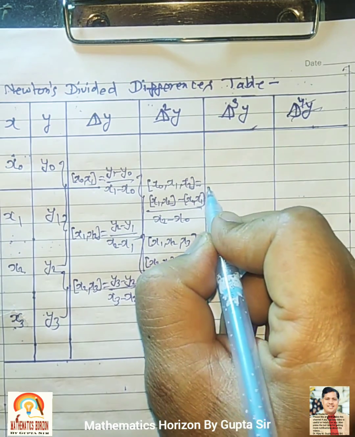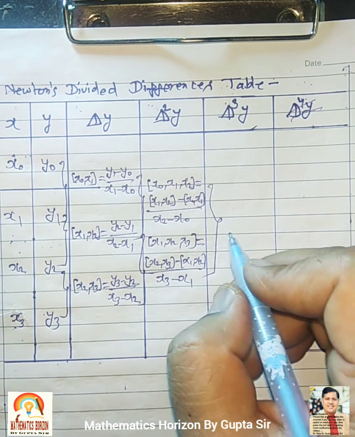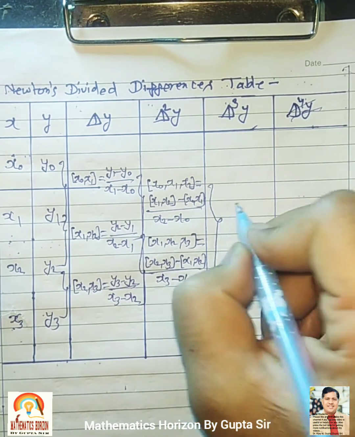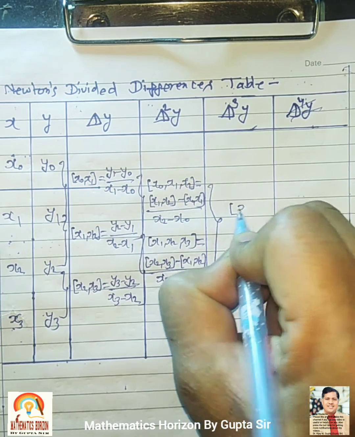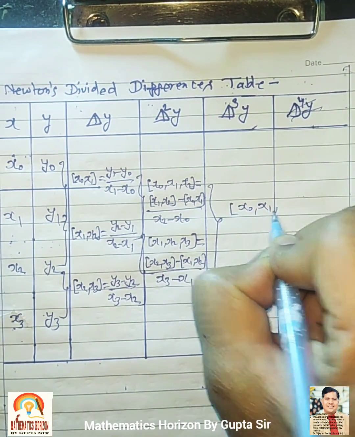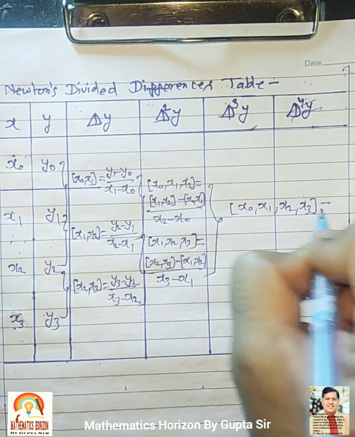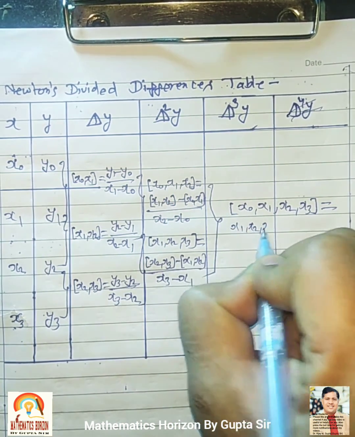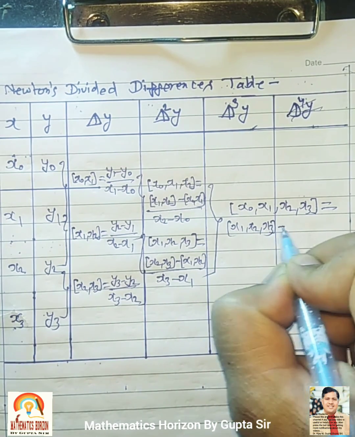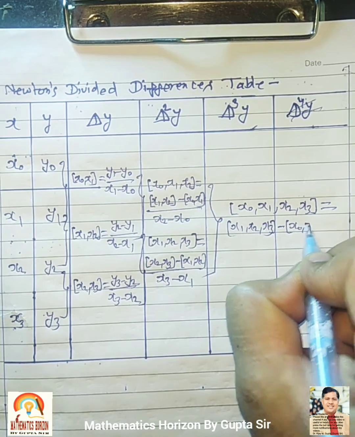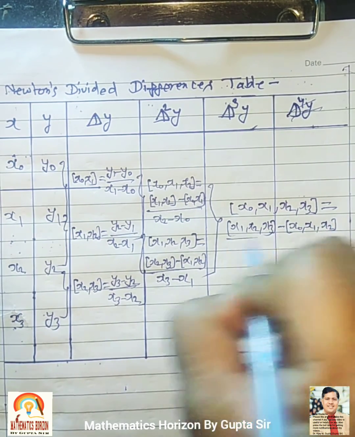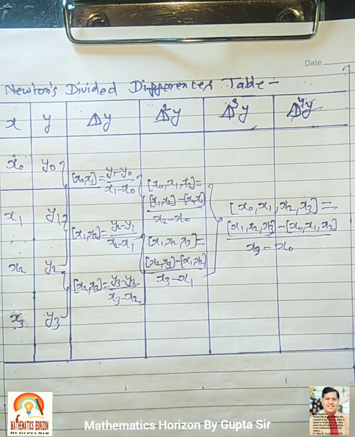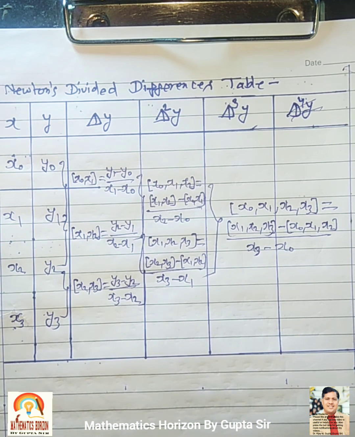Now we have to find out differences of third order. How will we get the differences of third order? That is, how can we find out [x0, x1, x2, x3]? It is equal to this minus this, that is [x1, x2, x3] minus [x0, x1, x2] divided by x3 minus x0. Okay, this is called a Newton divided differences table.